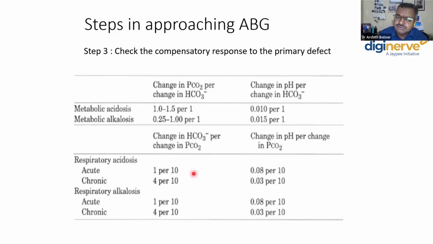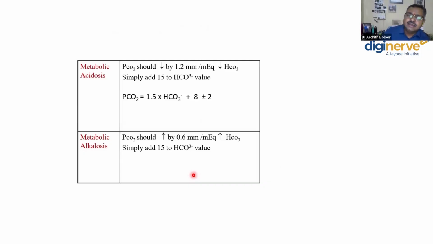So again, remember, for acute respiratory it is 1 is to 10 and for chronic it is 4 is to 10. This is a simple way to remember. There are more detailed formulas. I will not go into the detail of this. Maybe the PPT, I will share it later. The participants can use it.